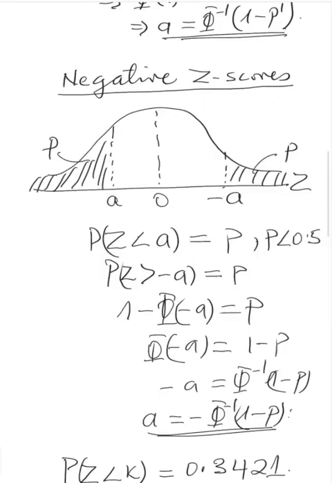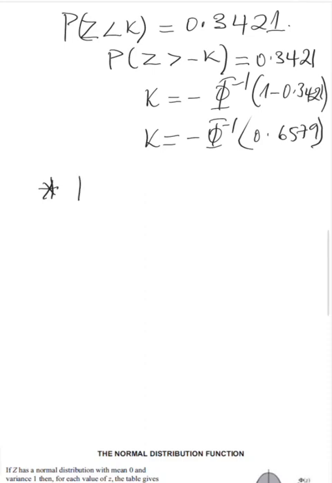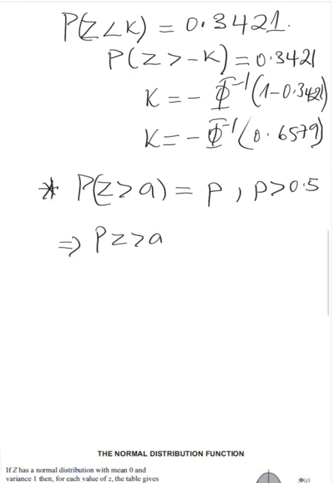I already said that when a is negative, it is either the area to the left is less than 0.5 or the area to the right is greater than 0.5. So another situation where a would still be negative is where we have p of z greater than a equals a certain value p, and p is greater than 0.5. This still depicts the situation where the z-score a that we are seeking to find is negative. So in this case, the area to the right of a, p of z greater than a, which is negative, corresponds to p of z less than a, which is positive. So to make a that is negative positive, I have to negate it.